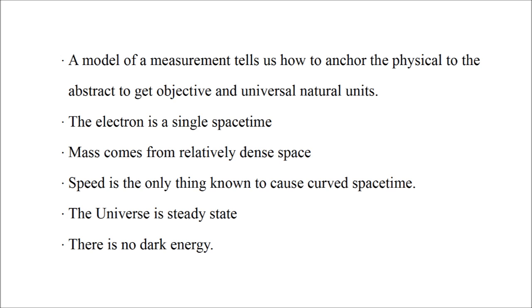The electron is a single space-time, and it's perfectly spherical, as you might have guessed. Going from a rectangular space to a spherical space must mean it's spherical. Mass comes from relatively dense space, which is apparent when you look at the maximum peak in figure AOOU. That peak completely determines the function, and that is what we measure when we measure mass. Speed is the only known thing to cause curved space-time. Some scientists believe otherwise, but belief isn't science. The universe is steady state. I'm sure I'll get branded as a crackpot for this one, but that is where the logic leads.